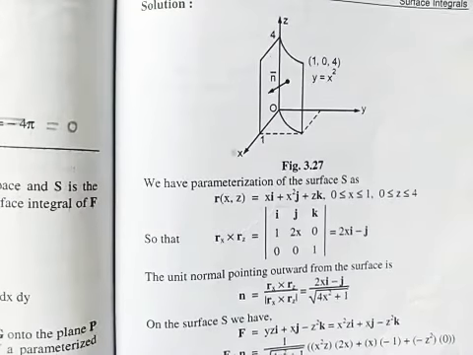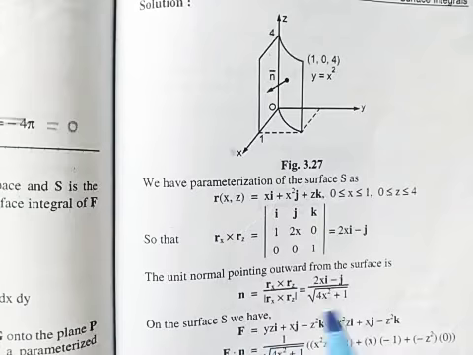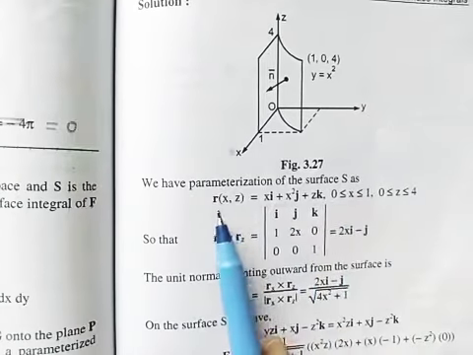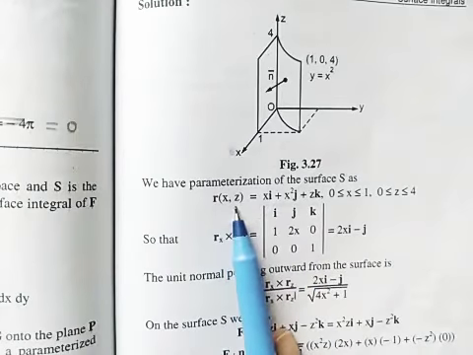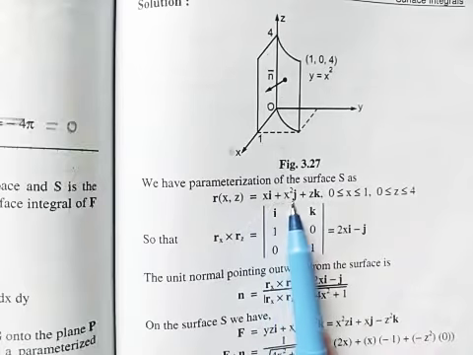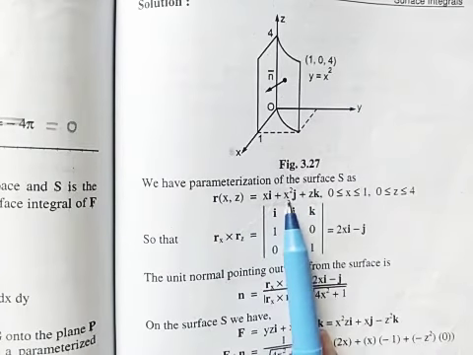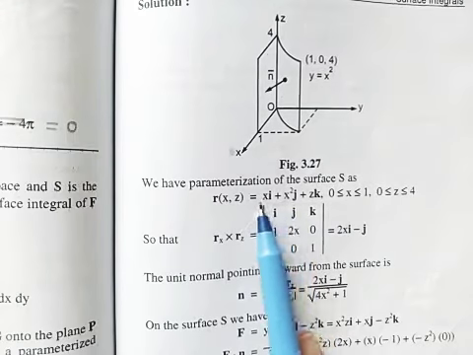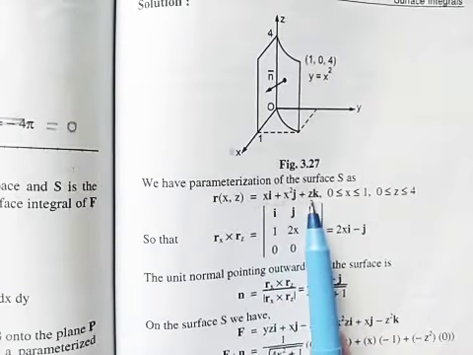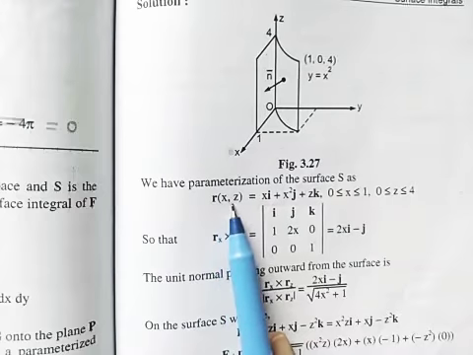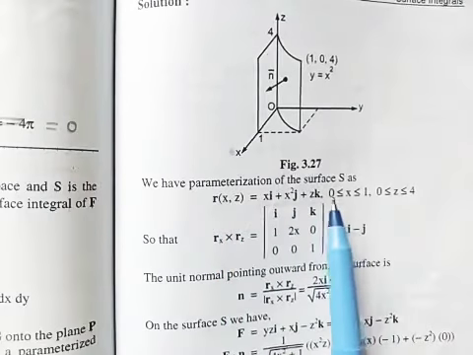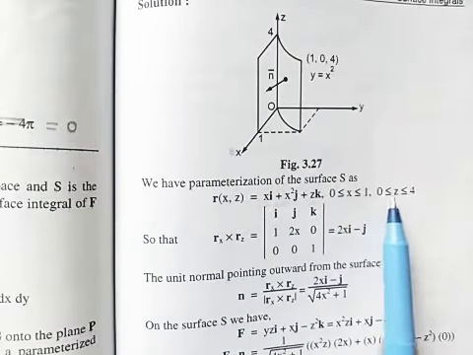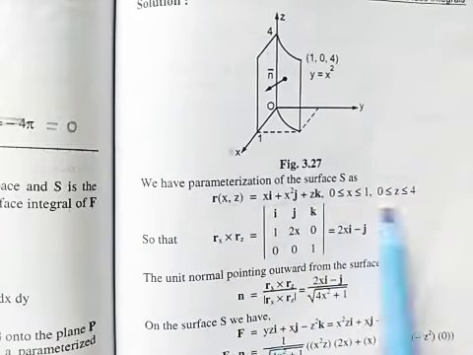So in the solution, first of all, we can write the parameterization of surface S as R(x,z). Now what is our general equation? xi plus yj plus zk. But what is y here? y is equal to x squared, so we will write x squared here. Now this equation is in x and z only, so we have written R of (x,z) here. It is also given that x is between 0 and 1, and z is between 0 and 4. Okay, this is R of (x,z).